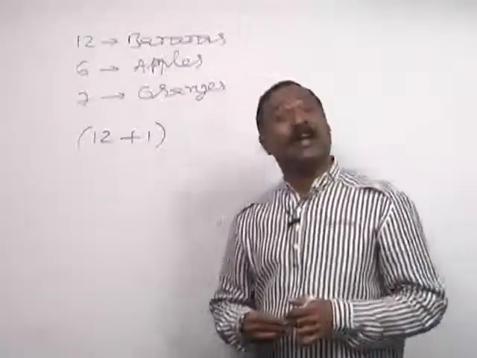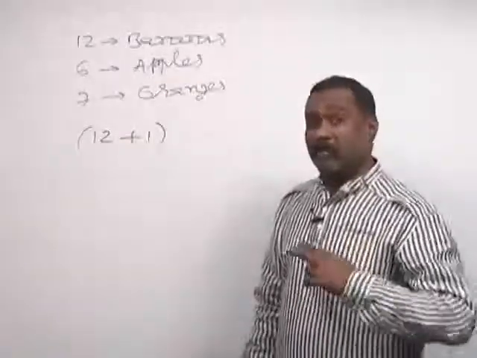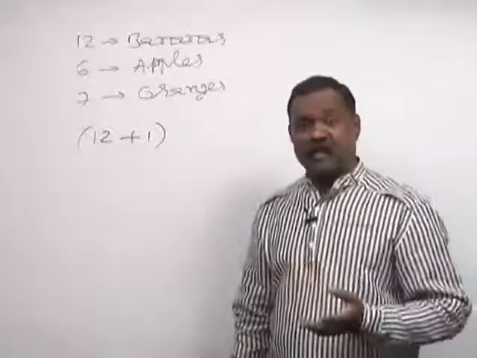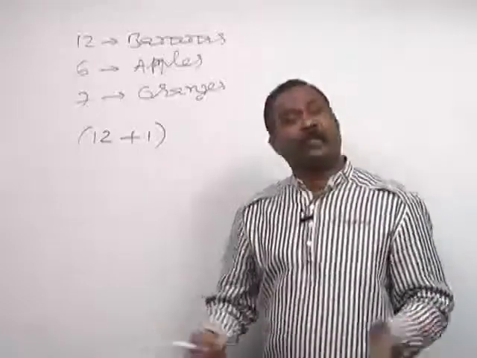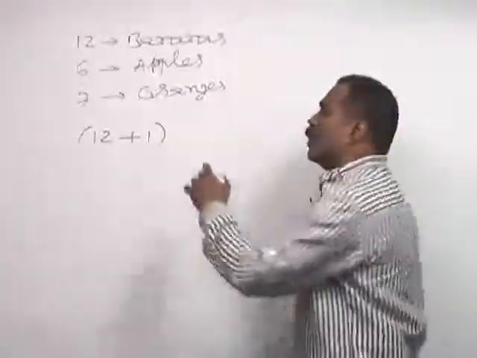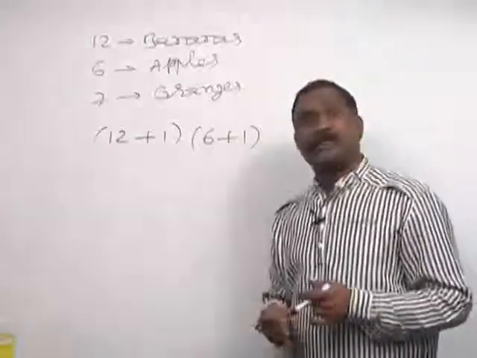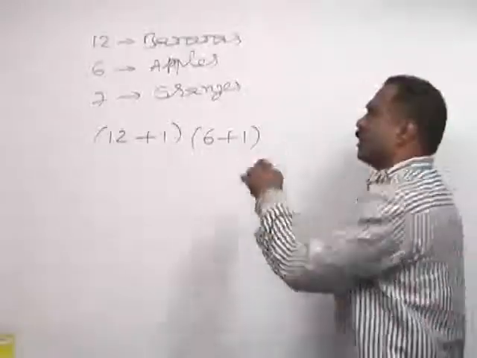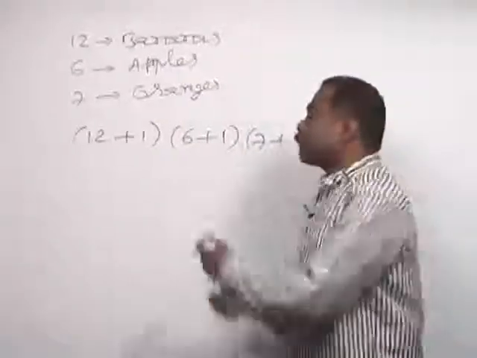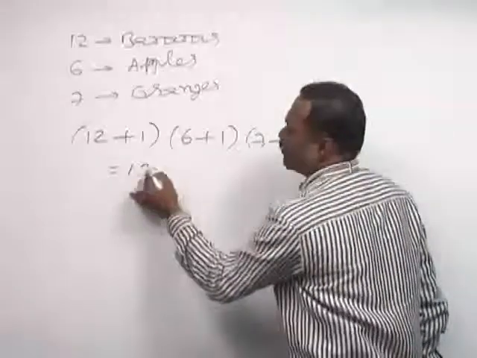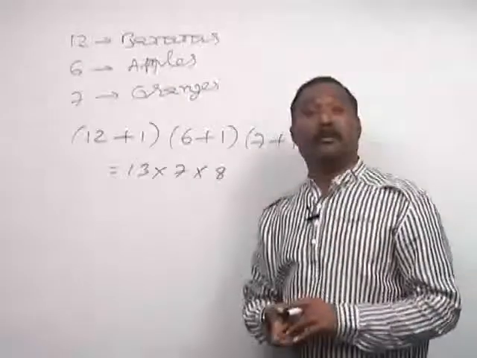Understand? So, you like apple, let me say. Then 1 apple can be taken, 2 apples can be taken, 3 apples, 4 apples, up to 6 apples can be taken. But if you don't like apple, you need not take anything. You can avoid the apple. So, apples can be chosen in how many different ways? 6 plus 1 different ways. And there are oranges. Similarly, oranges can be taken in 7 plus 1 different ways. Now, all these operations can be performed in how many different ways? 13 into 7 into 8 different ways.